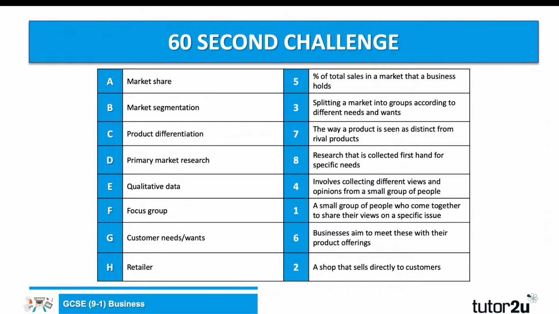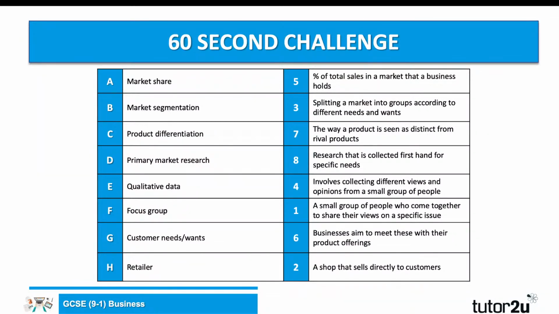Product differentiation, C7, is the way a product is seen to be distinct from its rival product. And of course, that can give a business a unique selling point, which in turn could allow it to charge a higher price. So you can just see how knowing a bit of knowledge and understanding can lead to some analysis. Primary market research is research that is collected firsthand for specific needs.